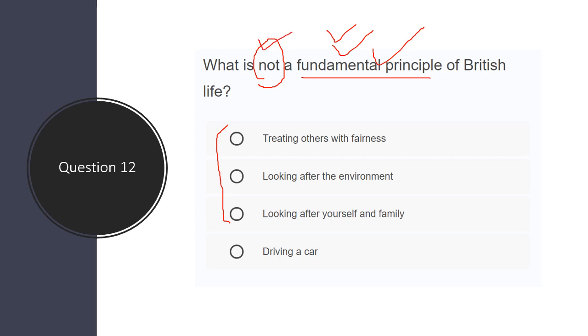But the question is, which is not a fundamental? So not is this. So this is the one which is not a fundamental principle: driving a car. Now, fundamental means basic, which is compulsory for everybody. Now you can see that not everybody drives in the UK, not everybody has a car. If it is a fundamental principle, then everybody should drive, everybody should have a car. So because that's not the case, that is not the fundamental principle.